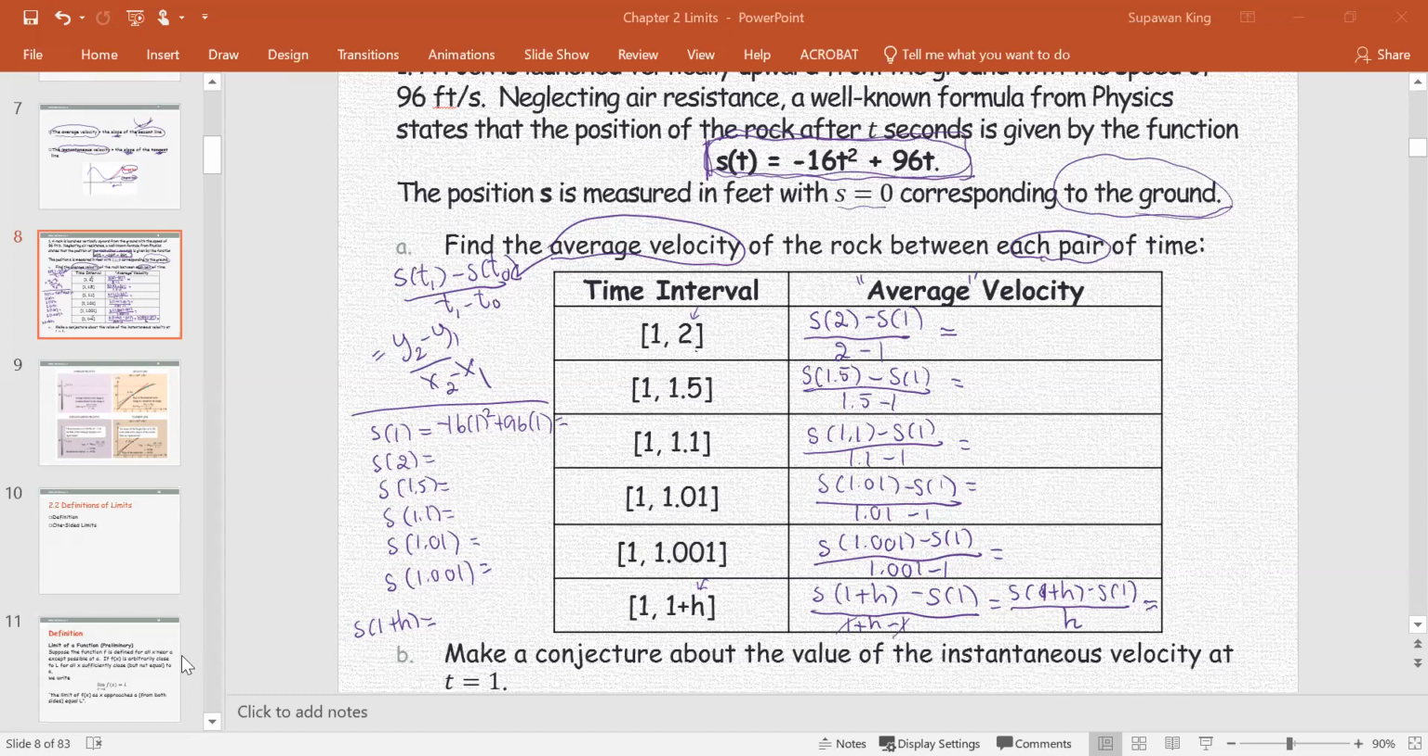So anyone would like to share what values you got? Let me make the bigger screen. Let's see.